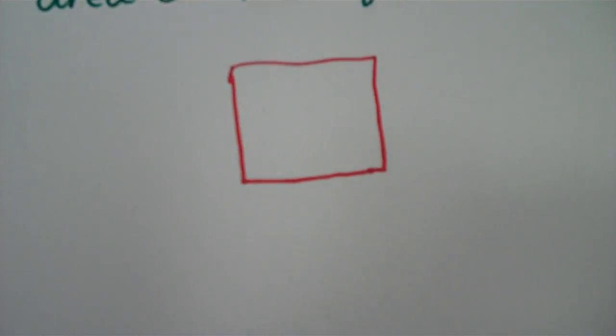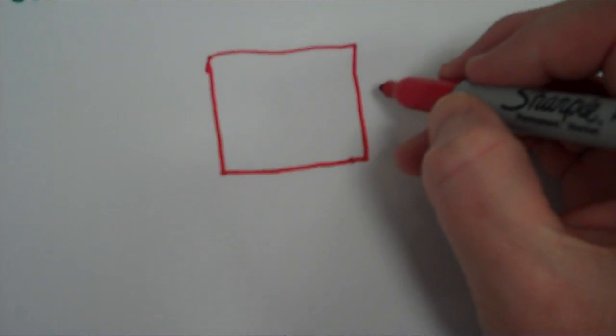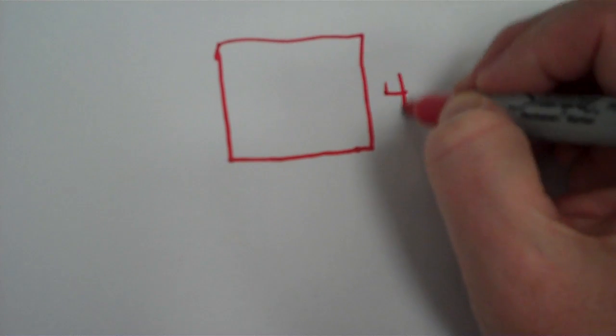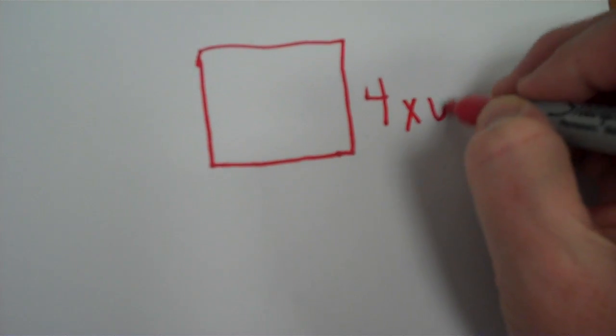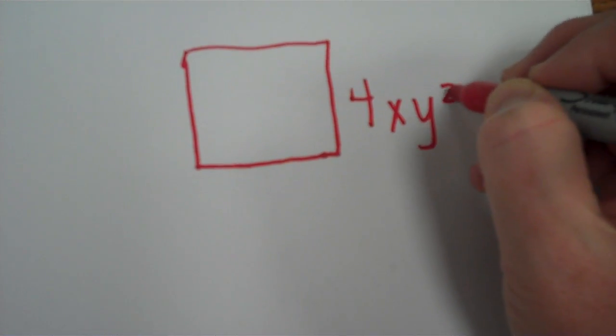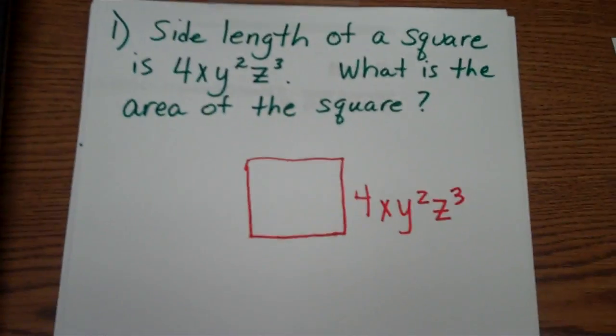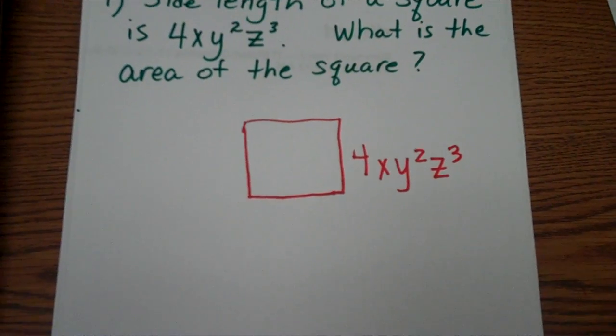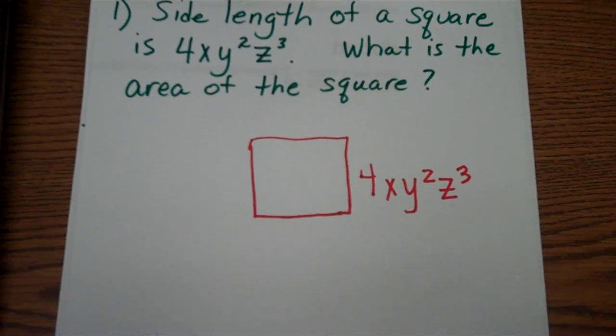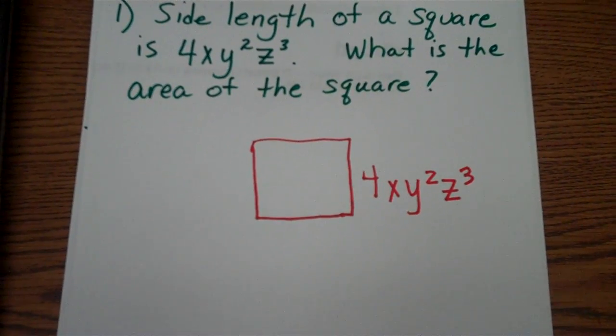we will draw the square. And it's given us a side length of 4x y squared z cubed. So now we've drawn a picture of what it's asked us for. Now it's asking us to find out what the area of the square is.